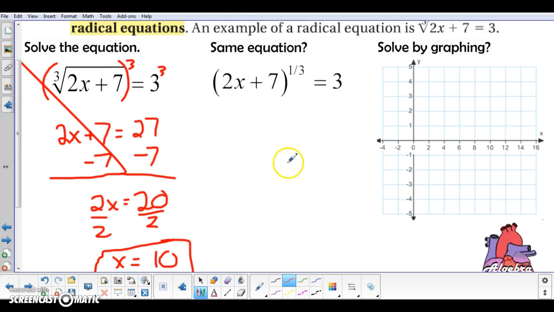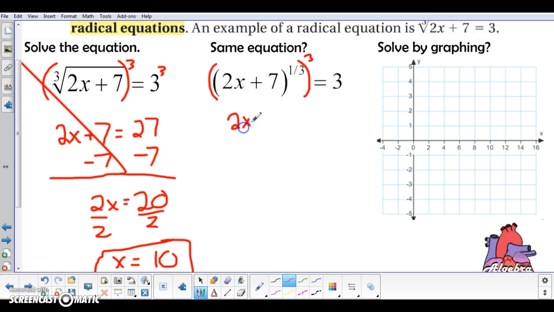Now this expression in the middle, 2x plus 7 raised to the 1/3 power equals 3. Same equation? Actually, it is the same equation, just written using rational exponent notation. Remember, to raise something to the 1/3 power is the same as taking the cube root. So if I have a rational exponent, I'm going to undo that rational exponent by raising the expression to its reciprocal. So 3 would be the reciprocal of 1/3. 3 times 1/3 is 1.